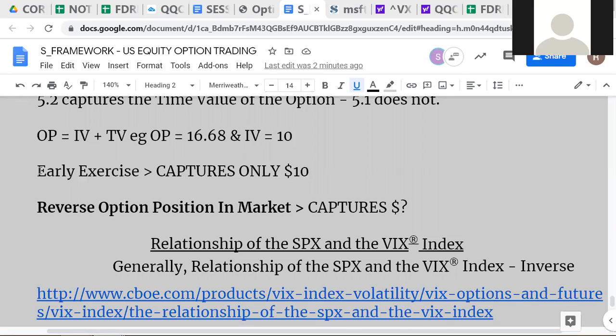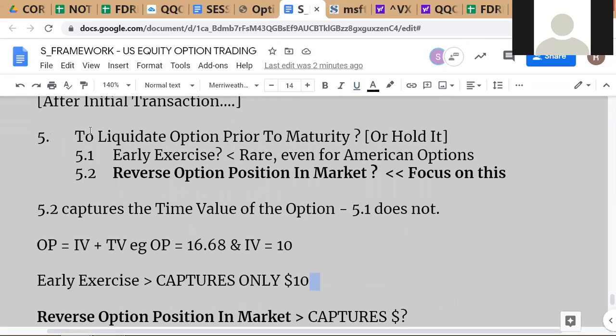We saw, as we were told by Vitali and Utsav, that if I do early exercise, now I'm considering there's two options. I have the option in my hand. I'm long the option. I can either do early exercise or I can reverse the option position in the market. The parameters of this option are as such. The price of the option is $16.68 and the intrinsic value is $10.